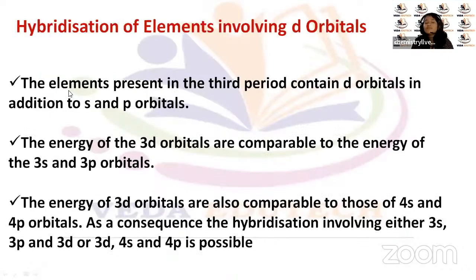Now, sometimes what happens, children, apart from sp3, sp2 and sp, we are having other hybridization as well, which involves d orbitals. Let us see what happens here, and I'll give you some examples and explain. Okay, so let me read out the points, what is being written here.